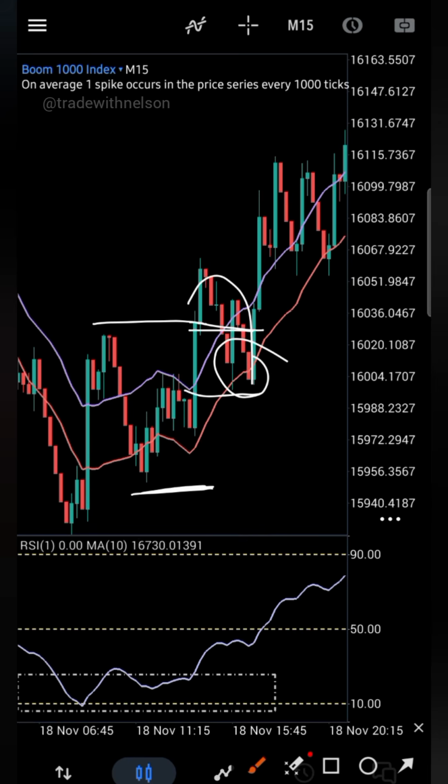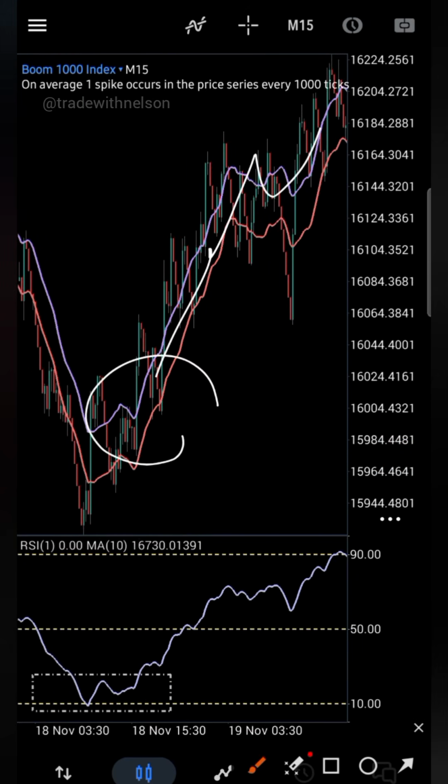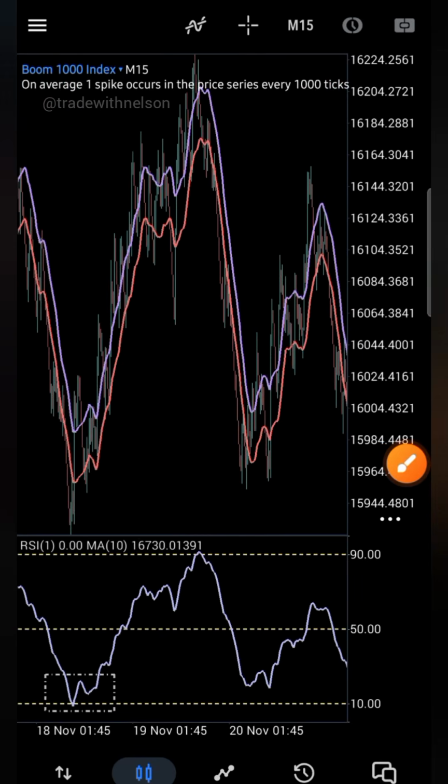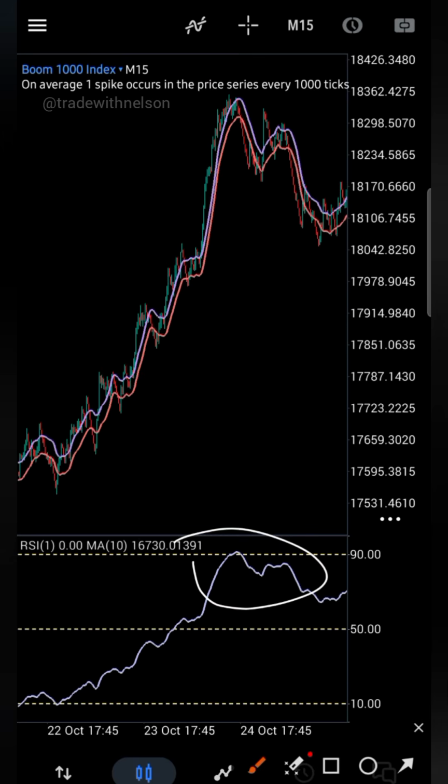Stop loss will be below here or here, but I would prefer to use here. Then you can see the market continues to rally to the upside, all from this level and over here before we have the fall. So let's use this area to explain how you can see a sell condition.